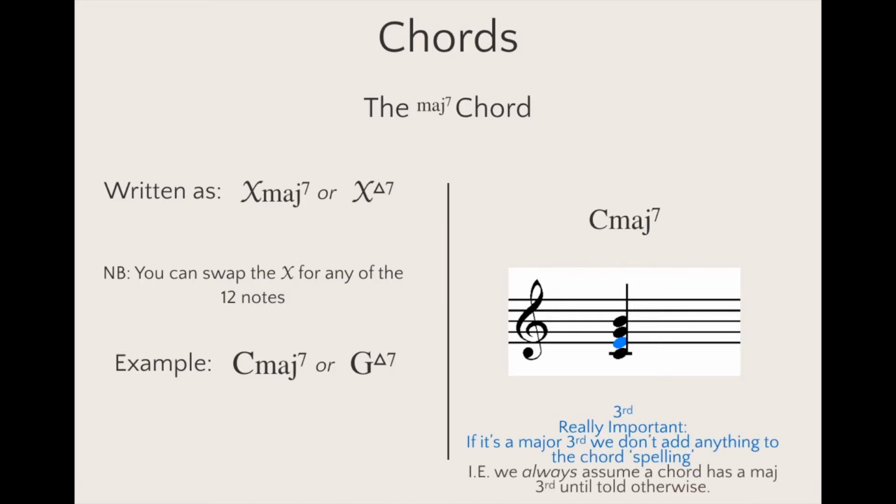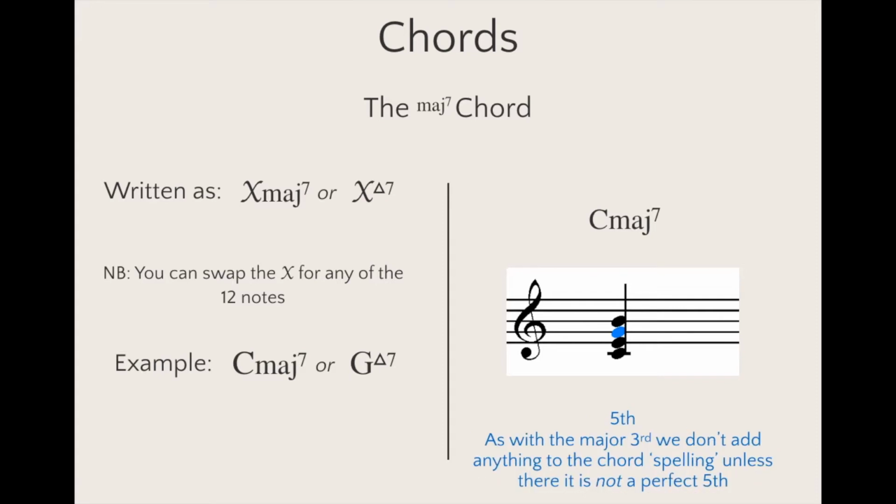Next we have the third. In jazz, if it's a major third, we don't add anything to the chord spelling. This is really important. The third, or a major third, does not need representing in the chord spelling. The Maj, or the triangle 7 sign in the chord spelling, does not relate to the third. In fact, unless told otherwise, we always assume there's a major third in the chord symbol. So to be clear, if you have a major third in your chord, you don't need to add anything to the chord spelling about it.